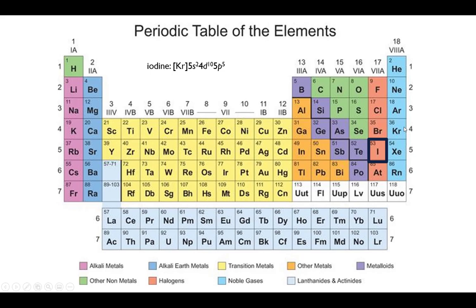So after krypton, we go to the 5s, so this is 5s2. These are not the 5d's, remember these are the 4d's. So 4d10. And then we're back in row 5 again, so 5p's. These are the 5p's: 5p, 1, 2, 3, 4, 5. 5p5.